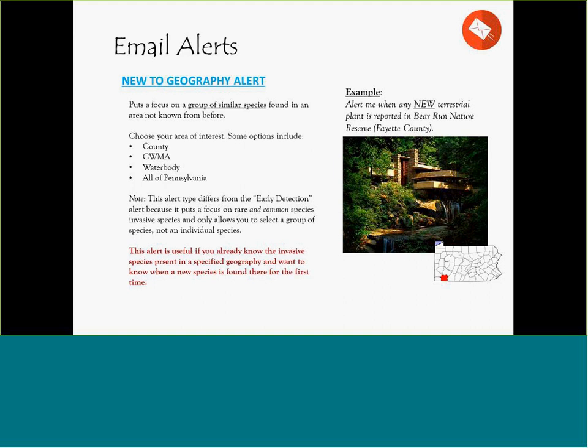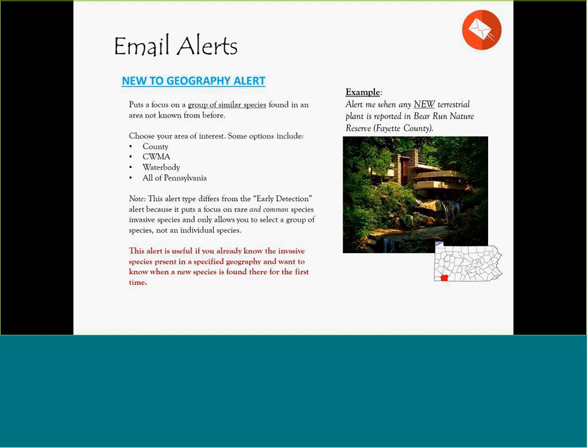Just for your reference, this alert is different from the early detection alert because it will put a focus on both rare and common invasive species. And it only allows you to select a grouping of species, not an individual species. So this is really most useful if you already know the invasive species in general that are present in a certain location, and you want to know when a new species is found there for the first time.